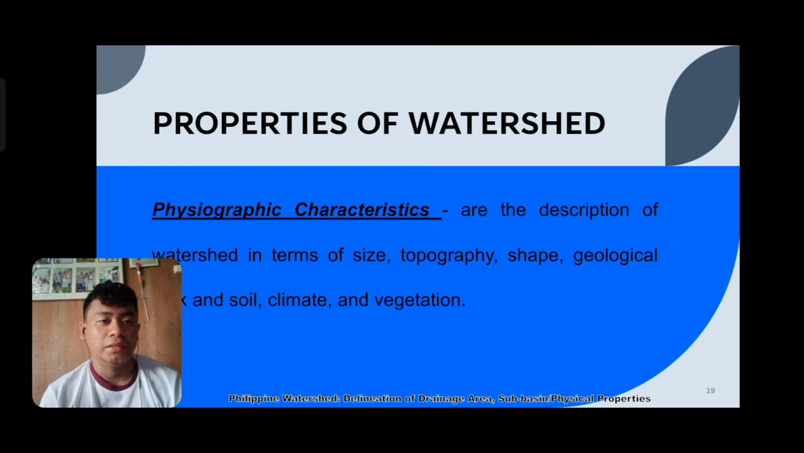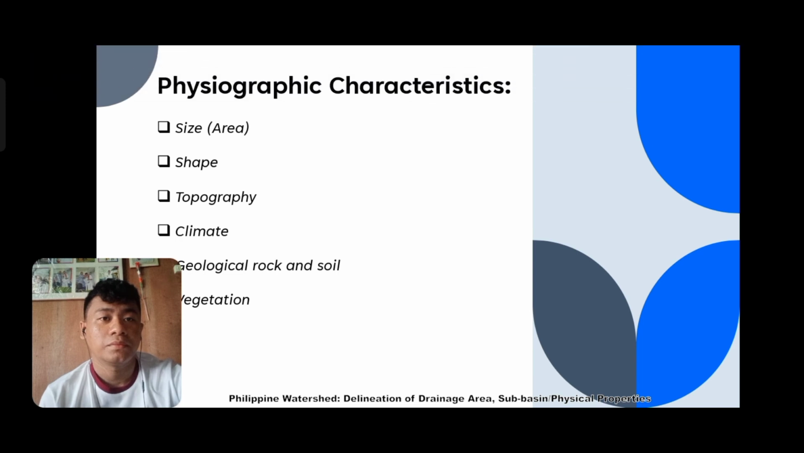Physiographic characteristics are the description of a watershed in terms of size, topography, shape, geological rock and soil, climate, and vegetation. I will explain each of the characteristics of our watershed. First is the size or its area. Of course, the size of our watershed determines the quantity of rainfall that is received, retained, and disposed of or run off. The bigger the watershed, the bigger its channel and the storage of water in the basin.